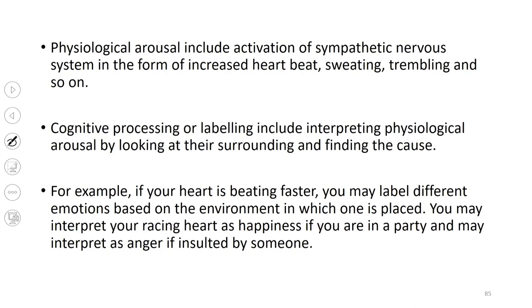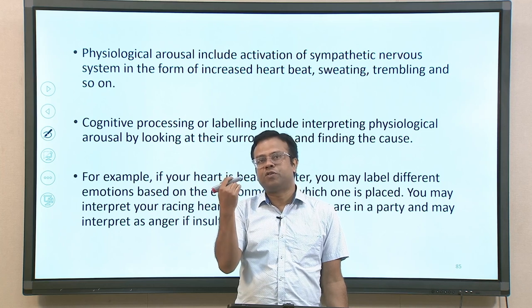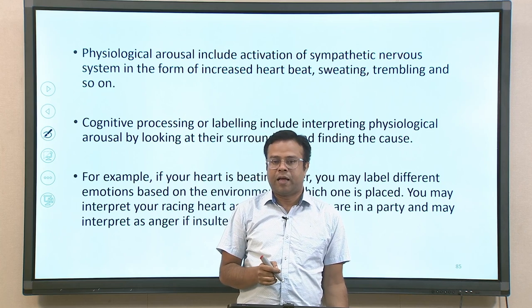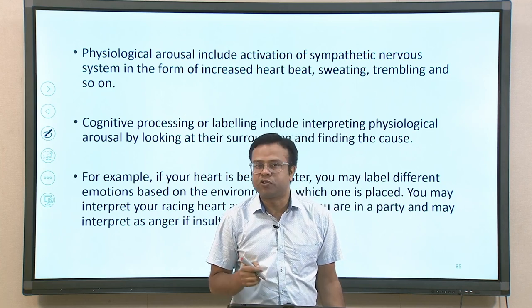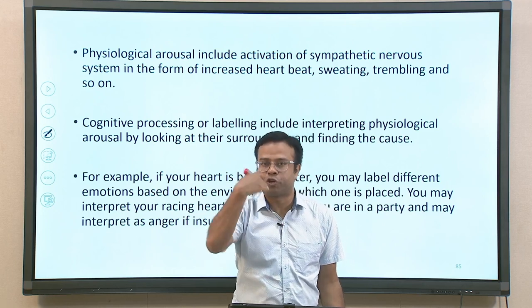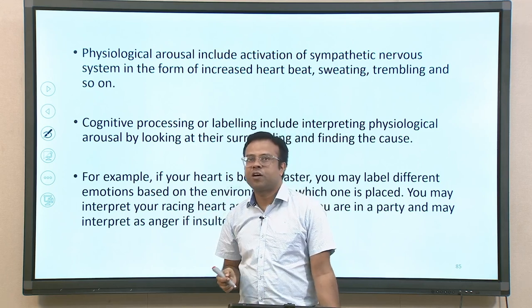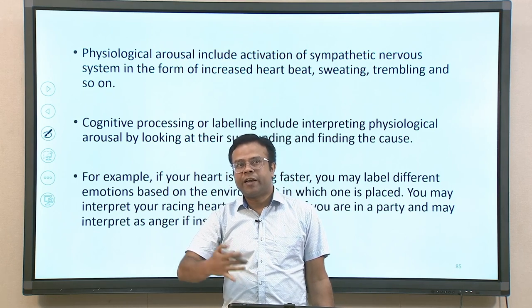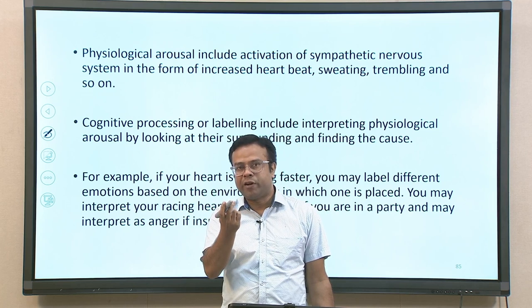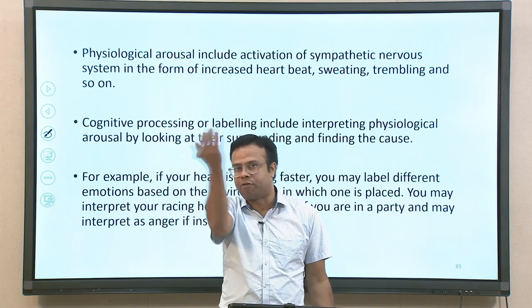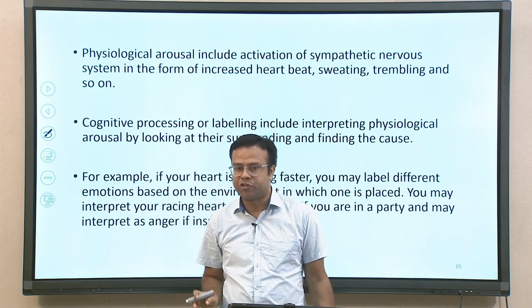So physiological arousal will be there, and cognitive processing will label and interpret that arousal, mostly by looking at the surroundings, to label what kind of emotion one is experiencing. So emotions are not derived from the physiological arousal as such, but physiological arousal triggers it, and the person labels that arousal as a particular emotion based on evidence from the environment. That is the main idea of this theory.